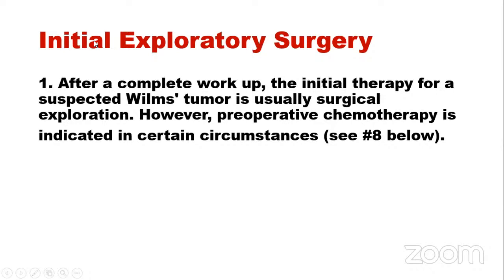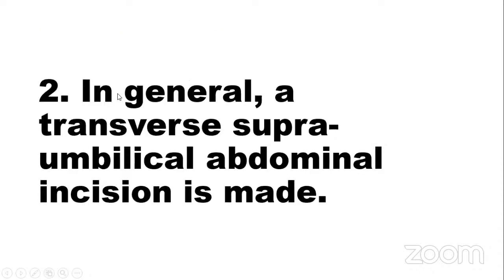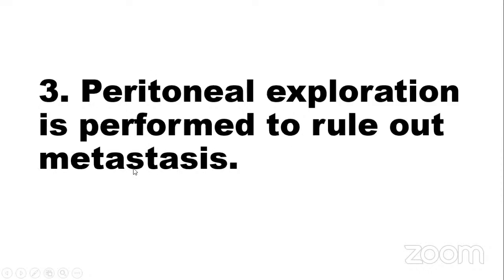So what to do? The initial exploratory surgery. After complete workup, the initial therapy for suspected Wilms tumors is usually surgical exploration. However, preoperative chemotherapy is indicated in certain circumstances; we will see it later. In general, a transverse supraumbilical incision is made.